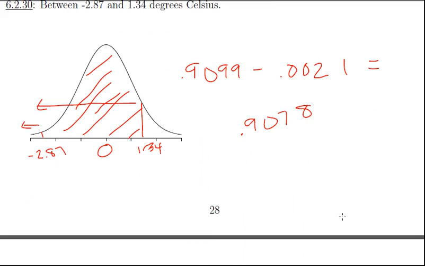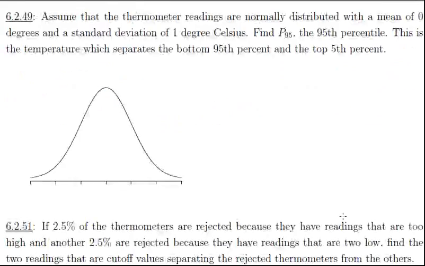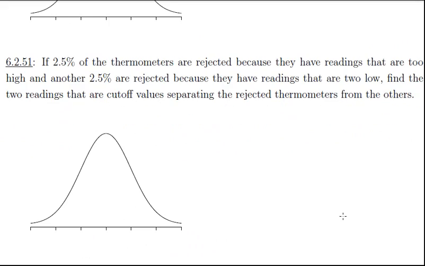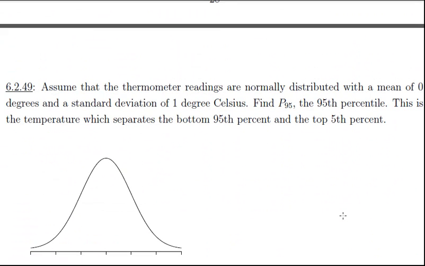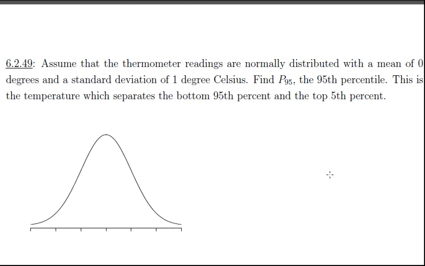Okay, so let's just do one more. Let's do this one right here. This is one where we're going to work backwards. We want the 95th percentile. So 95th percentile means that the area to the left is 0.95. That's going to be somewhere out here. The area to the left is 0.95. And I know I need to look up the value for z.